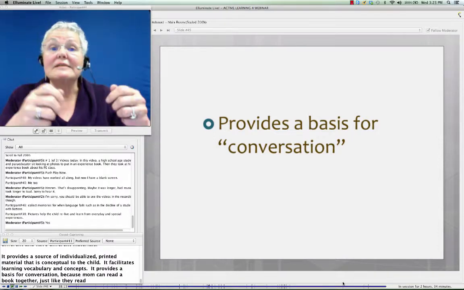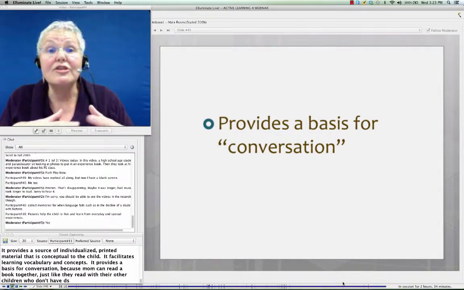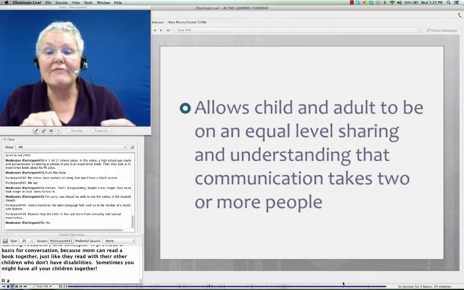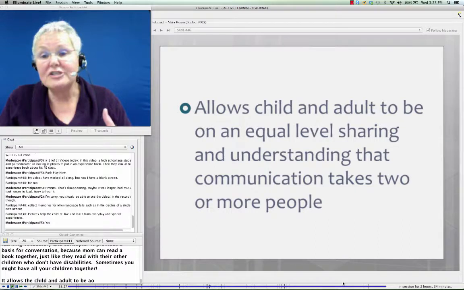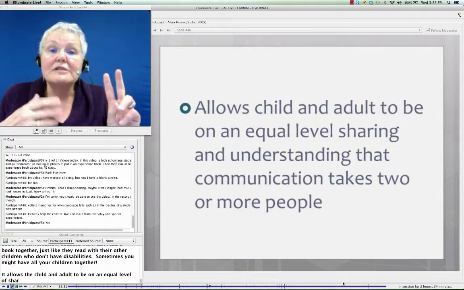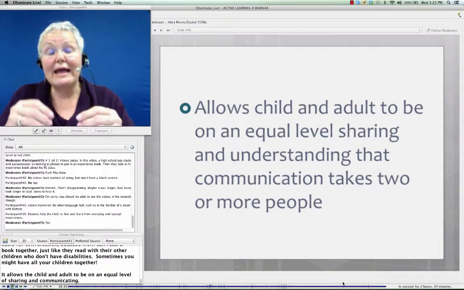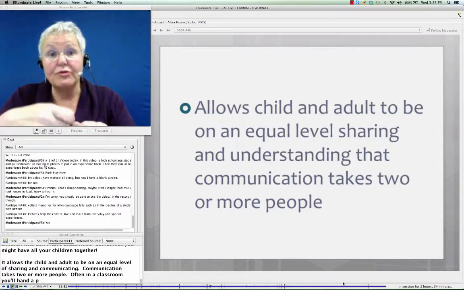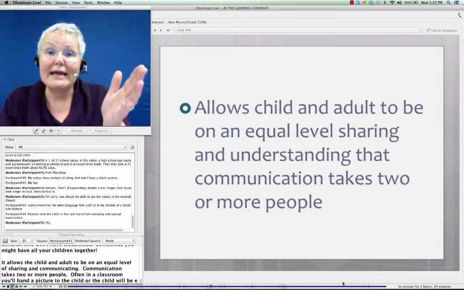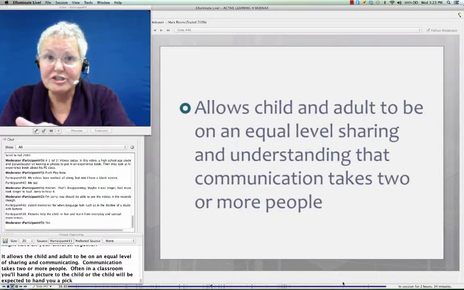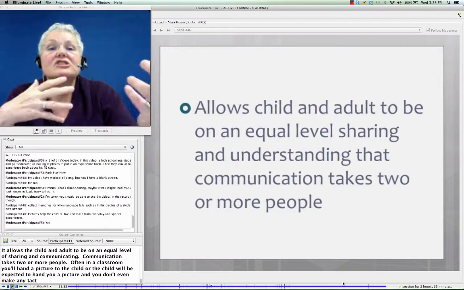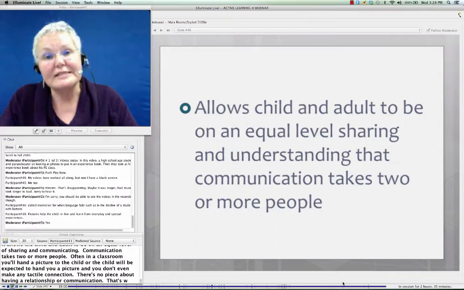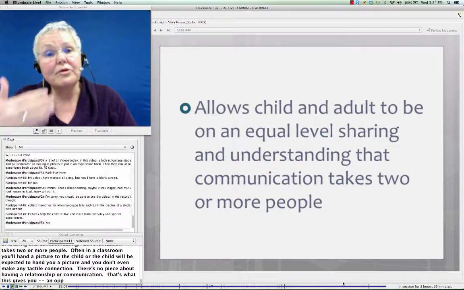And sometimes it's about reading that book and having 2 of the brothers and sisters with you, and all 4 of you are reading together. It allows the child and the adult to be on an equal level of sharing and understanding, and that communication takes 2 or more people. There are so many times when you are in a classroom and you hand the picture to the child, or the child is expected to hand the picture to you, and you put your hand out, and you don't even make eye contact or joint tactile connection. There's no piece about having a relationship or communication. And that's what this gives you, an opportunity to do that. And you can make book after book working on the same concepts for that child.